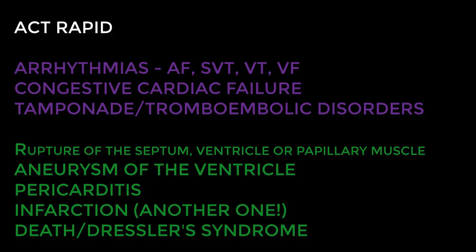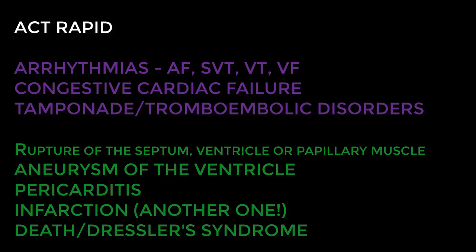This would be a very common exam question, and I use a mnemonic to remember it, called ACT RAPID, as in the insulin. ACT RAPID stands for A, which is arrhythmias such as SVT, ventricular tachycardia, or ventricular fibrillation. The C stands for congestive cardiac failure. The T can stand for tamponade or thromboembolic disorders. The R will stand for rupture of the ventricle, septum, or papillary muscle. A stands for aneurysm of the ventricle, so you can have a ventricular aneurysm with the cell death there.